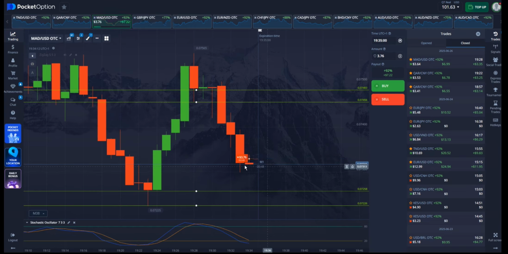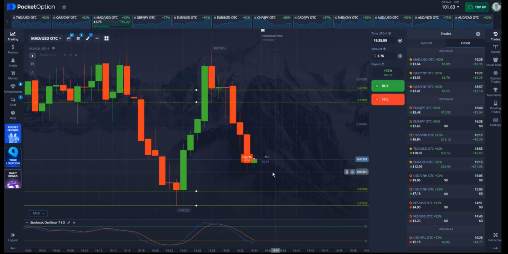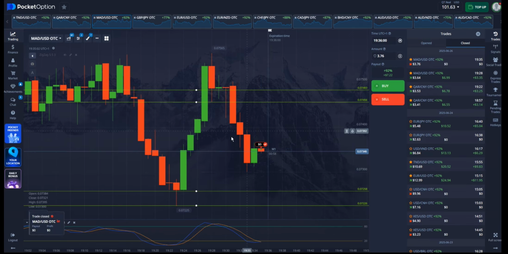So this is a momentum continuation trade I take. If I see a doji-like pattern and the candle breaks it, most likely this will continue towards the target of the market. So let's see if we win this trade or not. Okay, we lost the trade.